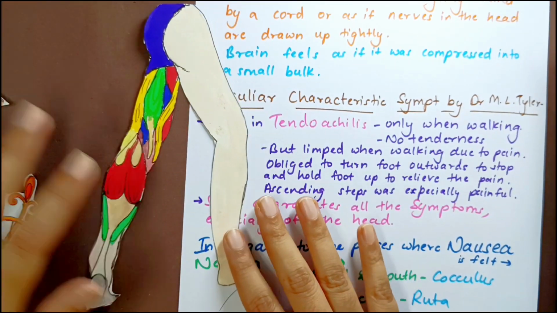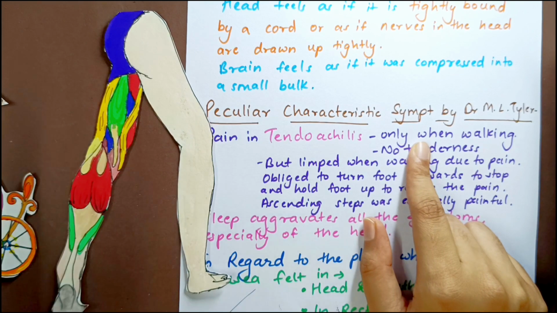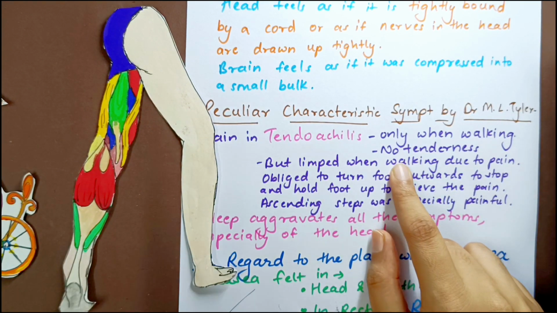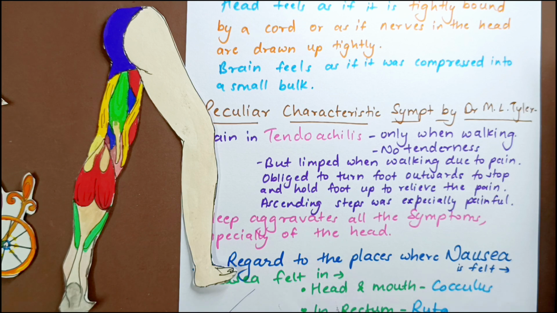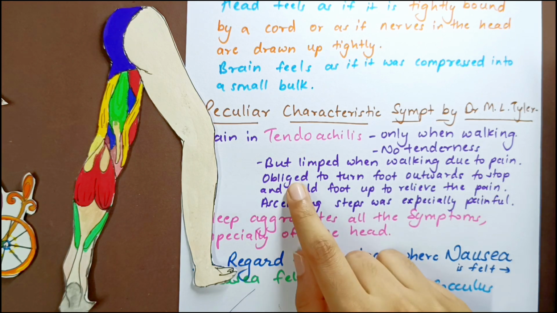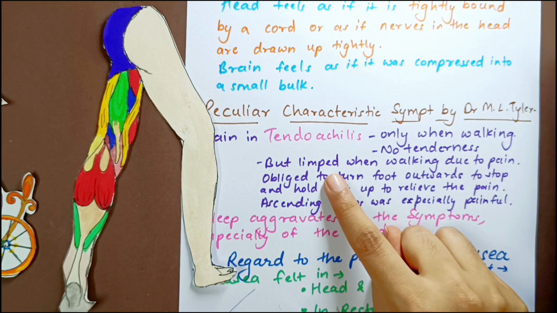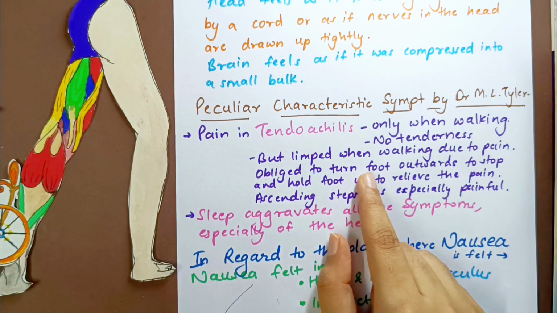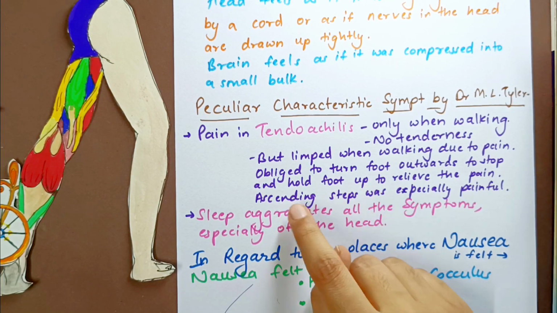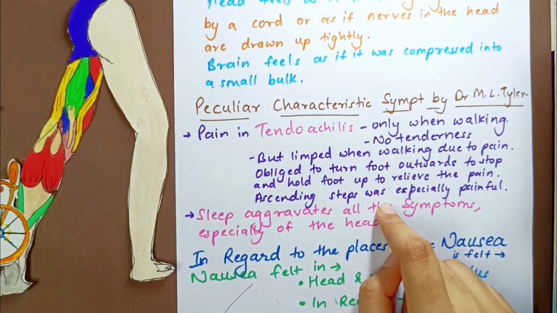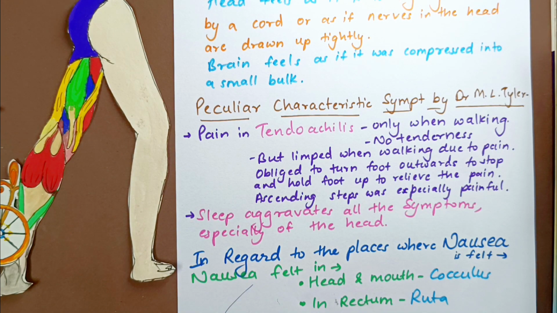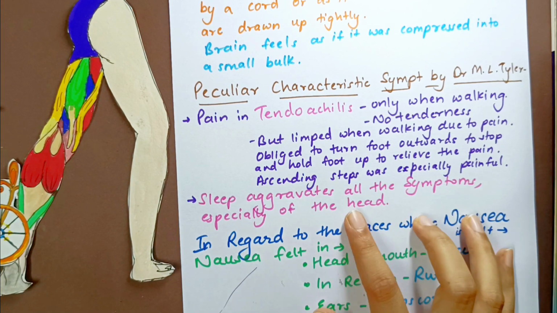So what happens? Let's see. Only when walking is this pain there in the tendo Achilles. There's no tenderness as such, meaning if you touch it, there's no pain. Only during walking it comes on. But when the patient is walking, then due to the pain he limps. He's not able to walk nicely. He's obliged to turn the foot outwards, to stop and hold the foot up to relieve the pain. Ascending steps is especially painful. So you see this whole kind of situation happening. If your patient has this pain in the tendo Achilles and these kind of symptoms, you can think of this remedy. And sleep aggravates all the symptoms of the remedy, especially of the head.